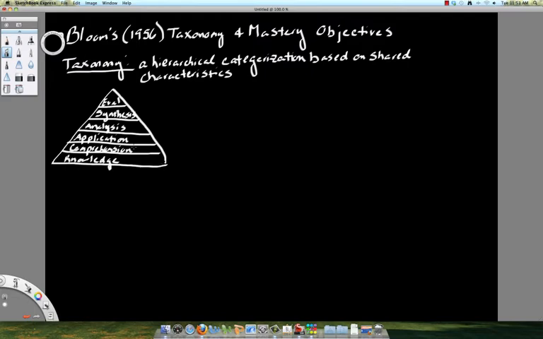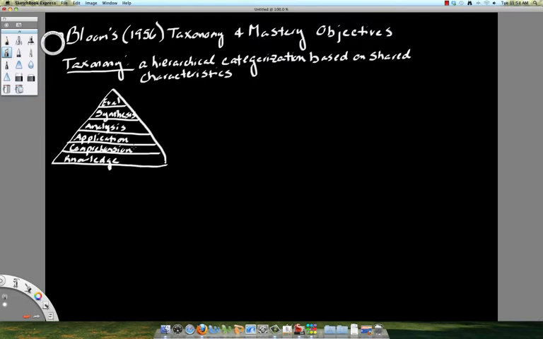So to begin with, what is a taxonomy? Well, a taxonomy is a hierarchical categorization of just about anything that's based on shared characteristics. So we could create a taxonomy. In science, we obviously do this with organisms and species, and that's where we've gotten this term. But Bloom, in the mid-1950s, actually used this idea of taxonomy to categorize ways in which we think.